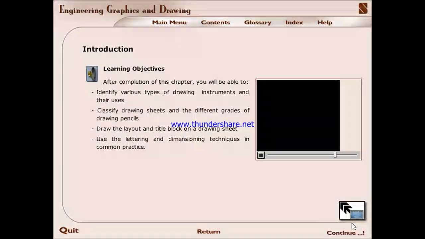In this first session, you will be looking at drawing instruments and the other physical accessories used in drawing. So go ahead and take a good look at each of these one by one. Take your time and enjoy your learning.